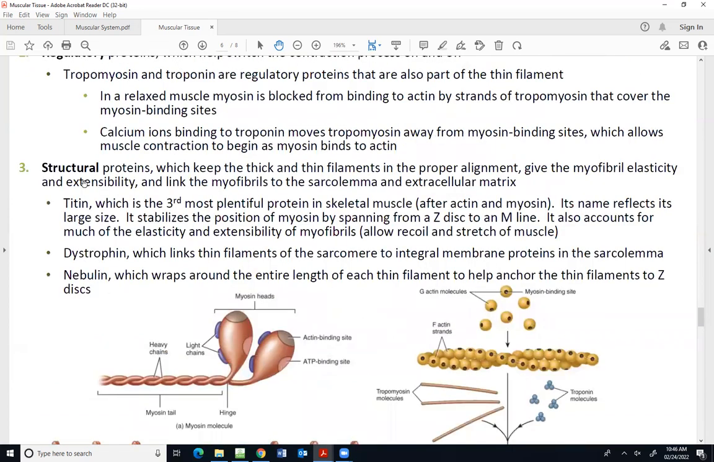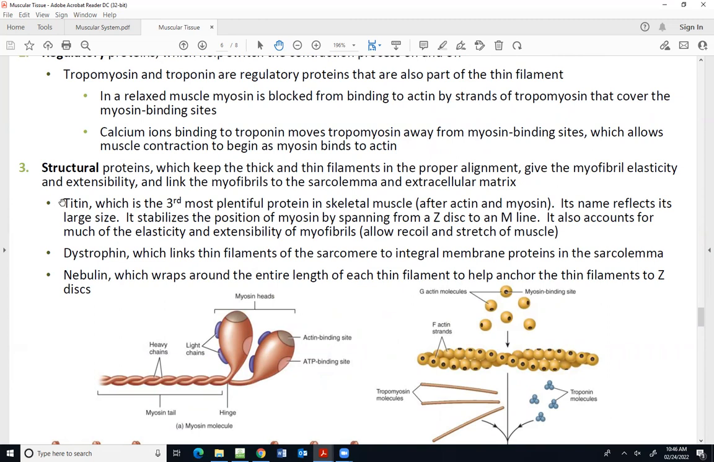Now, there is one final type of protein that makes up our myofibrils, and they're structural. That's because they help keep structure together. They keep the thick and thin filaments in the proper alignment, give the myofibril elasticity, extensibility, and link myofibrils to the sarcolemma and extracellular matrix.